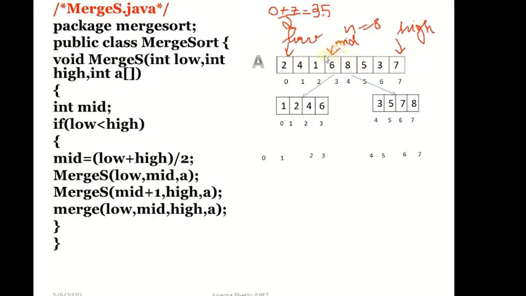First iteration, we are passed with this entire array, correct? Here, low was 0, high was 7, and we are passed with this A array. We will check if low is less than high. 0 is less than 7, yes. We will find the mid here. Initially the mid value is 3.